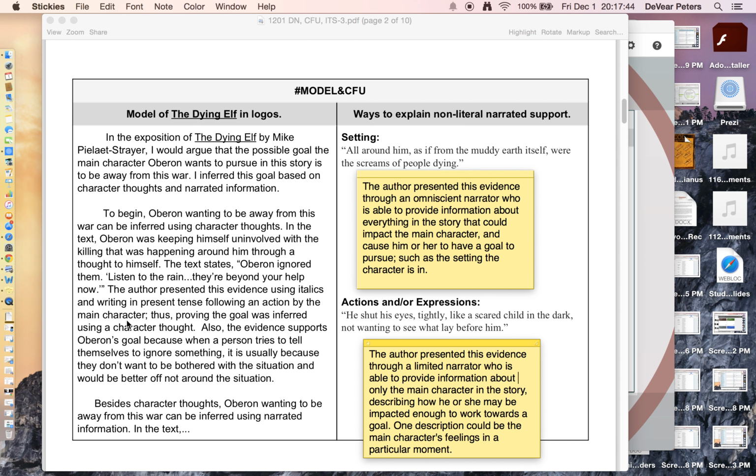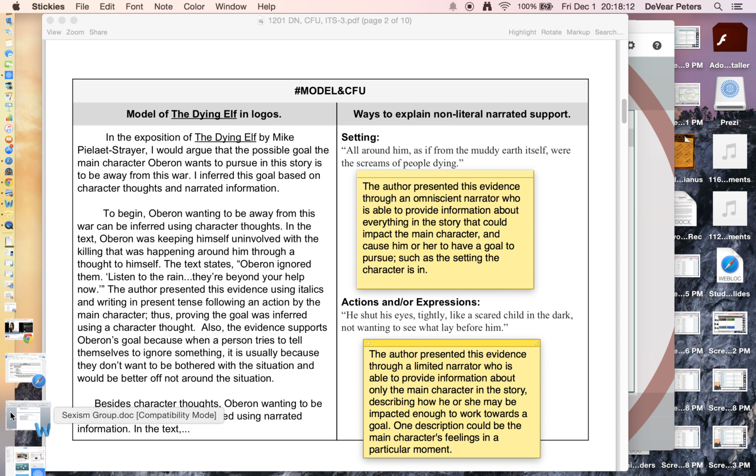Is it character thoughts? Is it narrated information? Is it flashbacks? You don't have to have 2 like me. You can just have 1, but if you have 1, so let's say I had this whole thing which is character thoughts, now we need another piece of evidence that shows there was a character thought. Maybe there was another moment where Oberon was thinking to himself, or there was another moment where he was having a conversation with someone. But I have to make sure that there are 2 different examples of character thoughts based on my notes. And that's pretty much it.